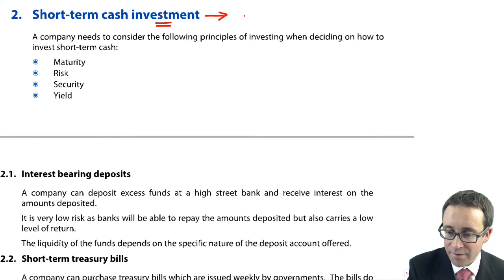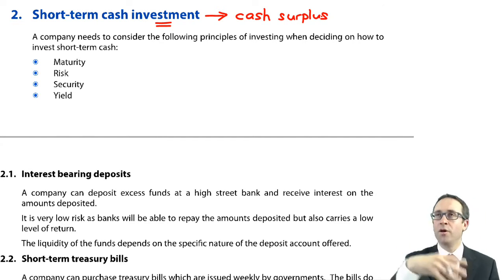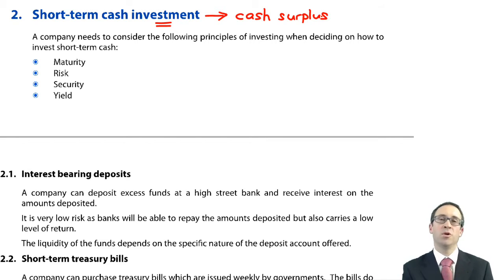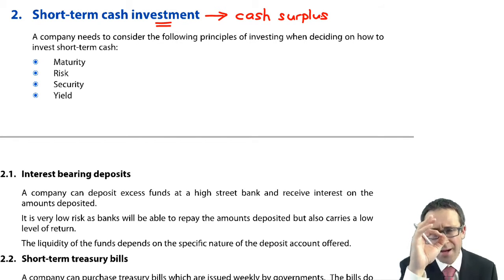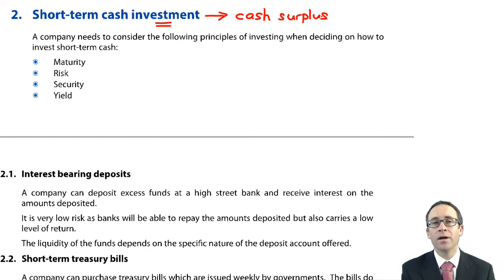If we then move it on and start thinking about your short-term cash investment, so you're looking at your cash investment when you have a cash surplus. Because if you have cash that's just floating around within the business, what's it doing? Nothing. Absolutely zero. It's not generating any interest. It's not generating any return. We want to try and get a return on it.